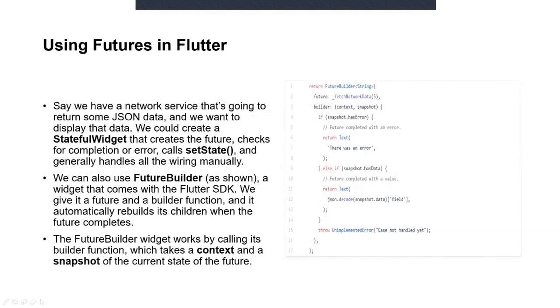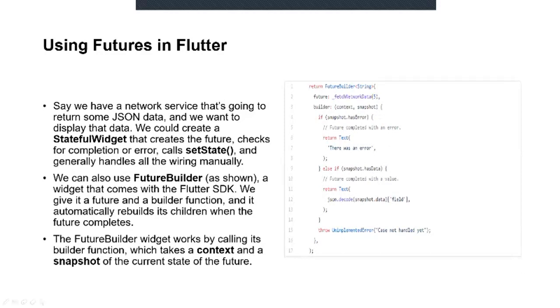The builder function takes the current context and the snapshot of the current state of the future. As you can see here, it's a FutureBuilder and it expects a string. So this is just the type annotation. Here we expect the future to be of type String. And then we register the future here using the future property. It's just some network call that fetches the JSON data. The fetchNetworkData is just a dummy method that fetches the network data.